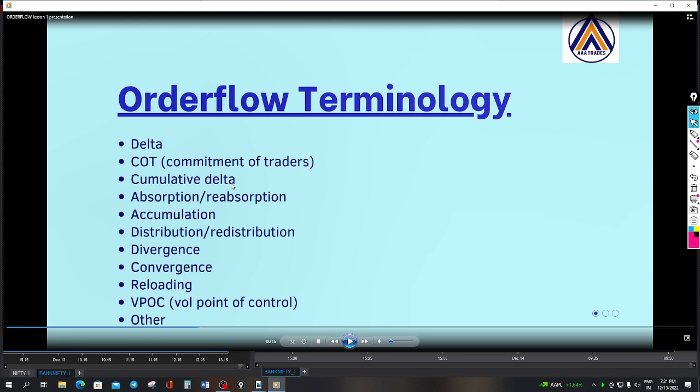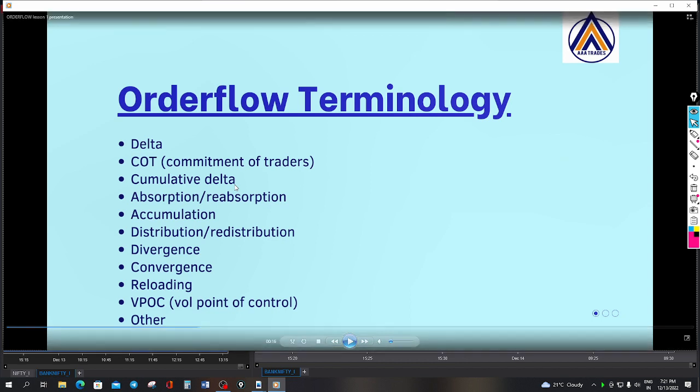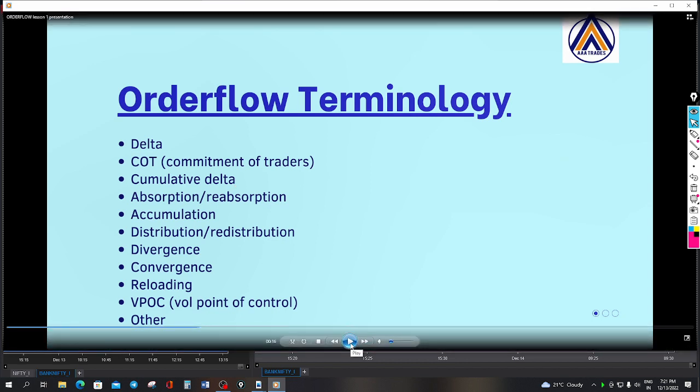Next comes cumulative delta, as I showed you there. Next is absorption, reabsorption, accumulation, distribution, redistribution, divergence, convergence, reloading, volume point of control, and others. Today we will be talking mostly about delta, commitment of traders, and cumulative delta. The other subjects will be covered in future lessons.